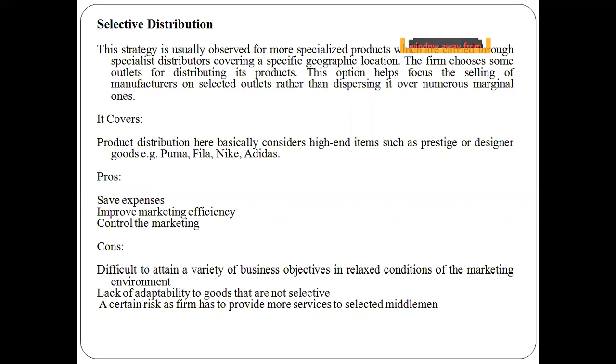This covers product distribution. Here basically consider high-end items of prestige and designer goods. So the advantages: saves expenses, improves marketing efficiencies. And the disadvantages: it is difficult to maintain a variety of business objectives in a relaxed condition of the marketing environment, and the lack of adaptability to goods that are not selected.